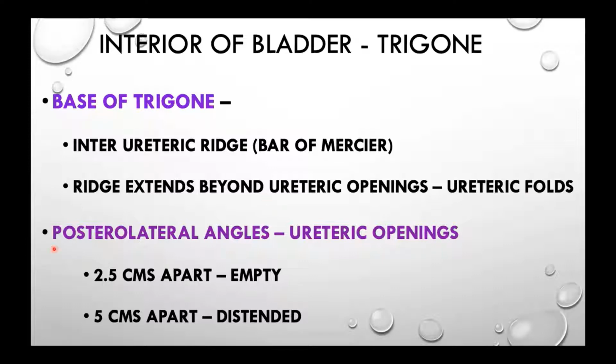On the posterolateral angles, we have the ureteric openings. That is at the base itself, the two ends of the base. We call them posterolateral angles. These openings will be 2.5 centimeters apart when the bladder is empty, and 5 centimeters apart when the bladder is distended.